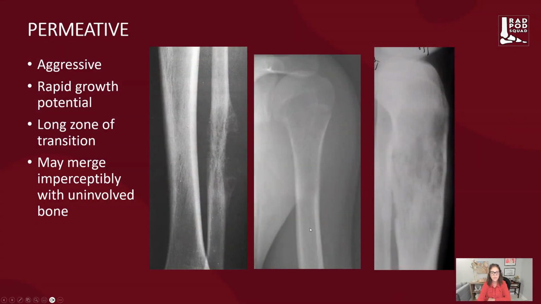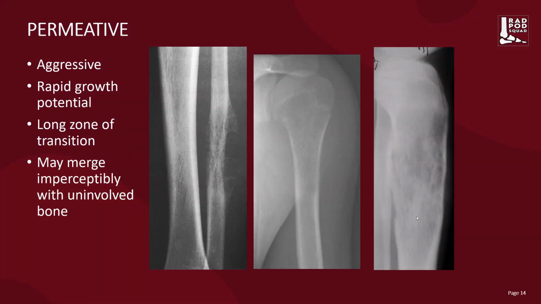Taking a look at this proximal humerus, we can appreciate the changing subtle zone of transition where we have these smaller coalescing areas of lucency along the proximal humerus in this aggressive lesion. Another example of an aggressive lesion where it can be hard to say where the normal and abnormal bone begin and end. And this is an example of the permeative pattern of aggression.